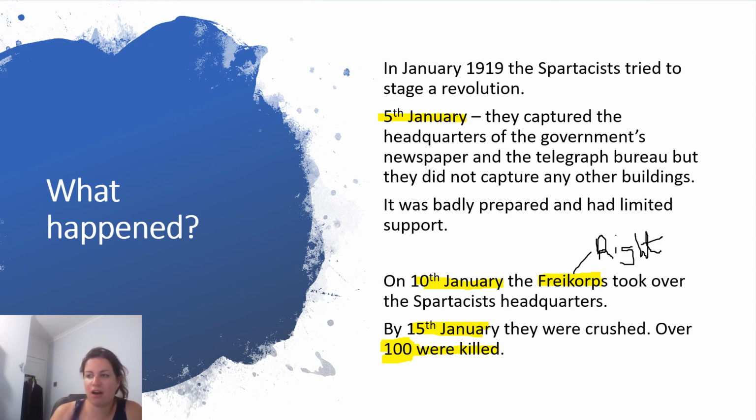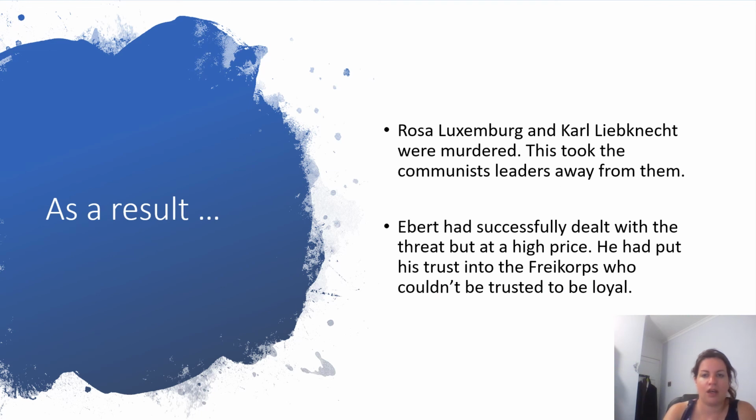But this unit of ex-army, ex-soldiers, they were very much anti-communist, so they were happy to come and support the government and get rid of this communist threat. But because they didn't like communists and they were a law unto their own, they did kill over 100 workers. And as a result, Rosa Luxemburg and Karl Liebknecht were murdered. So it took the communist leaders away from them.